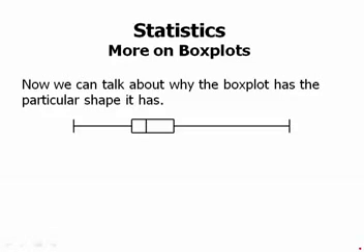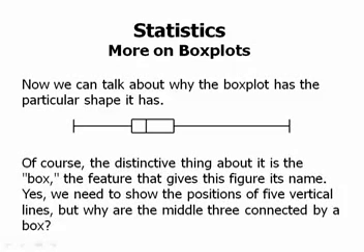So in the last video, we talked about the basics of the box plot. The box plot shows in visual form those 5 important numbers: the minimum, the first quartile, the median, the third quartile, and the maximum. Now we can talk about why the box plot has that particular shape. Of course, the distinctive thing is the box itself, that box right in the middle, the feature that gives this figure its name. Yes, we need to show the positions of the 5 vertical lines. We talked about the importance of those last time, but why are the middle 3 connected by a box?